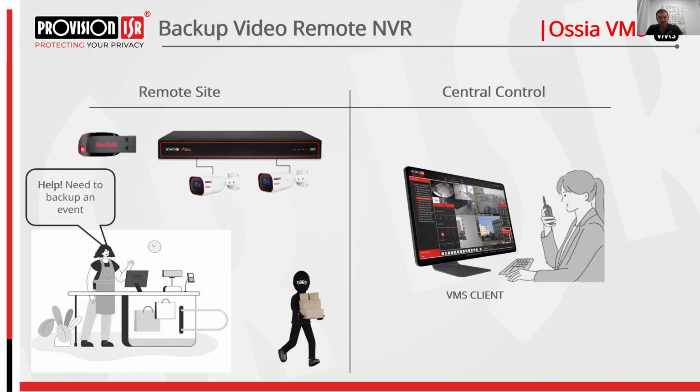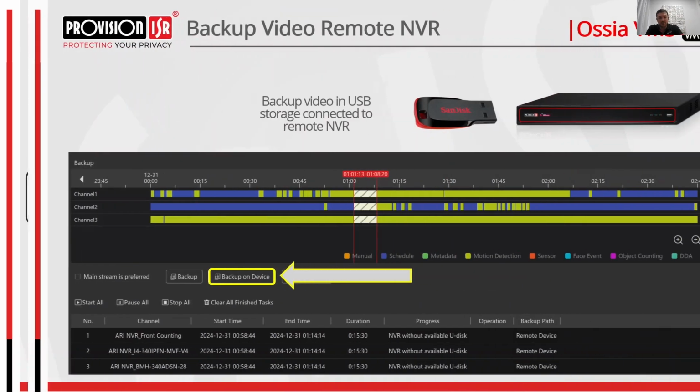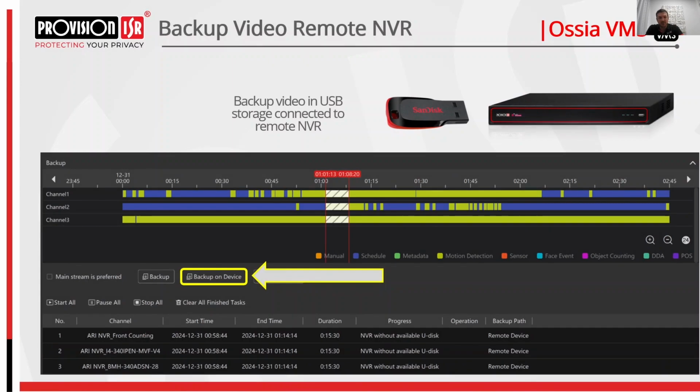Well, with the VMS, we make life extremely simple and efficient for you. We give you the ability through the VMS to back up footage on a remote site. All the client needs to do is stick a USB flash disk into his NVR, and on the VMS, we can go and select a specific camera, date and time, and instead of backing up locally on your computer, there's an option to select backup on device. If you select that, the VMS will back up the footage onto the USB flash disk, which is inserted in the client's NVR. There's no need to run to site anymore.